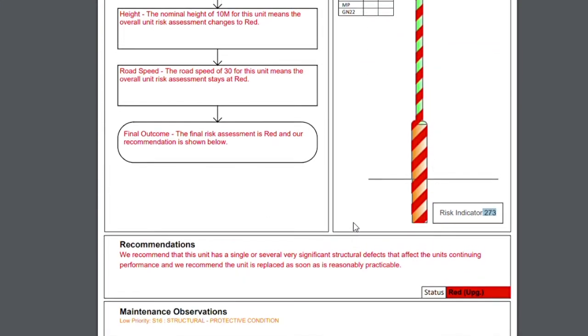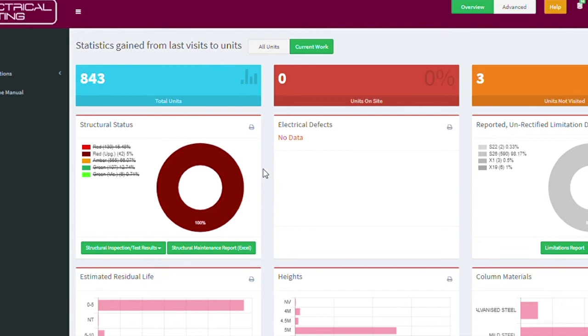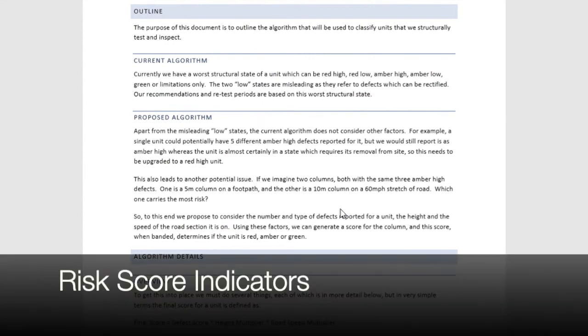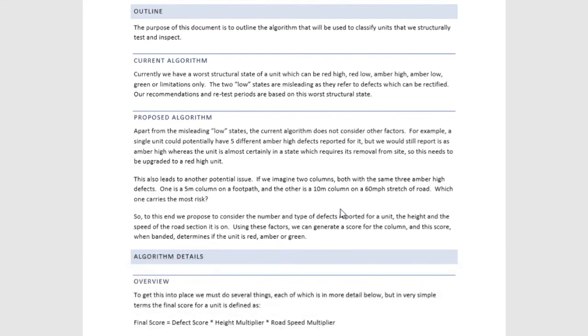What we're going to do is come out of this report and look at our risk indicator scoring method in a little bit more detail. Here we're going to be looking at our risk score indicators in a little bit more detail and explain to you how we come to these conclusions. The purpose of this document is to show you the algorithm that we use to classify units that we structurally test and inspect.